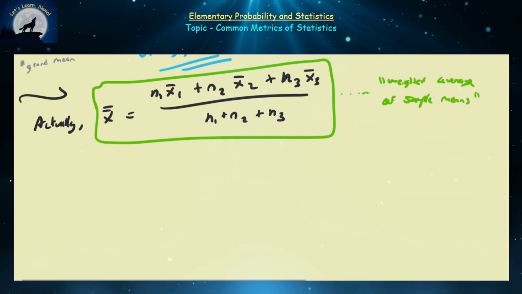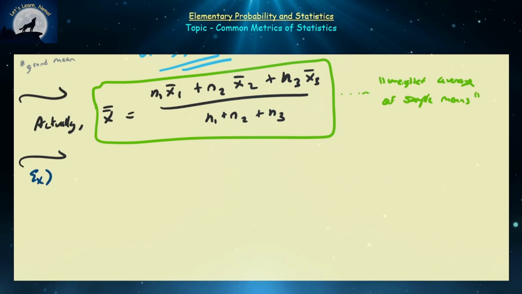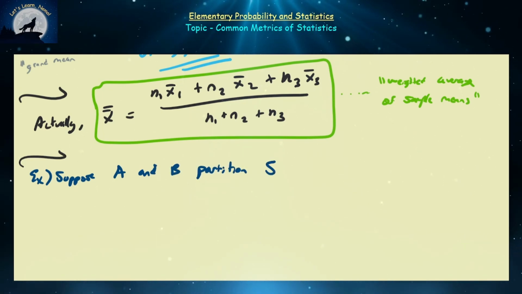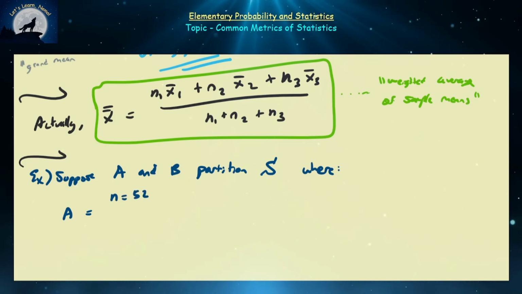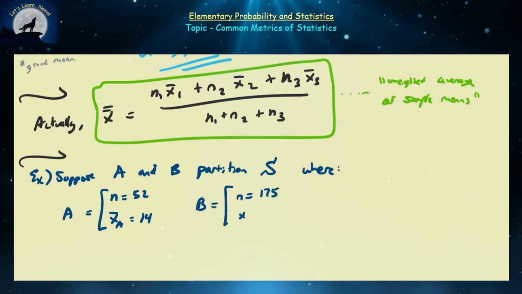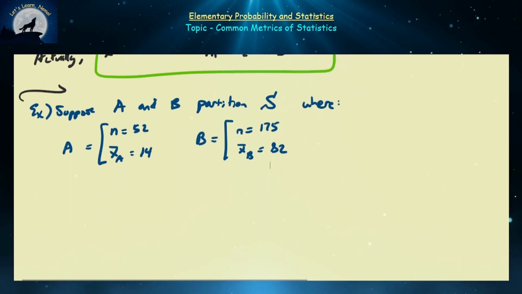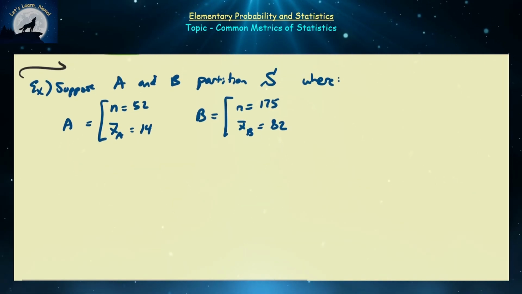So let's just do a quick calculation example to make sure you understand. Suppose that A and B partition some sample S, where A has the summary statistics n equal to 52, and x bar A equal to 14. And B has the summary statistics n equal to 175, and x bar B equal to 82. So if I were to pool all of these values together from A and B and consider the average of S, what would that average be?